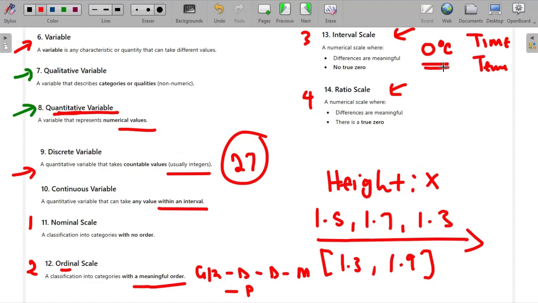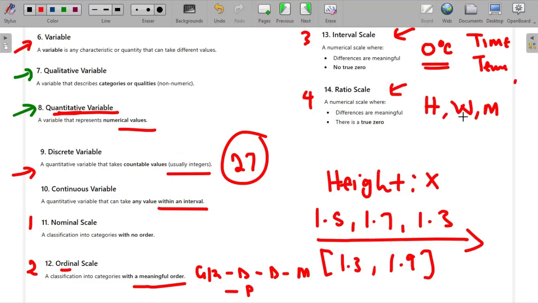So under the interval scale, the important characteristic is that it has no true zero. And the ratio scale has a true zero. An example can be height. If I say the height is 0, then it means there is no height. Or if I say the weight or the mass is 0, then it means there is nothing there, because it's a true 0. When we say 0, it means the quantity is not there. But under the interval scale, when we say 0, the quantity is there, but it's just 0. So it has a false 0.